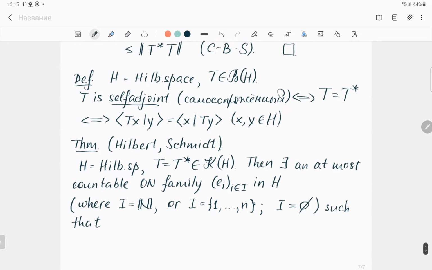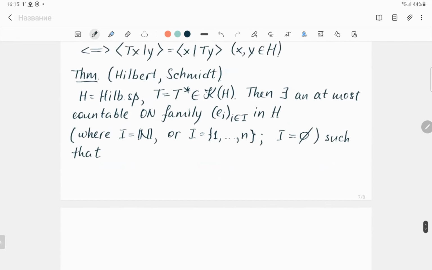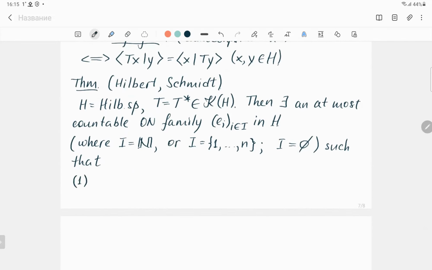So roughly, the result states that T is diagonalizable in a sense. So the Hilbert-Schmidt theorem generalizes the well-known result from linear algebra, which states that a self-adjoint operator on a finite dimensional Hilbert space is diagonalizable, in the sense that we can always find an orthonormal basis such that the matrix of our operator is diagonal with respect to this basis. So this is the finite dimensional result, and the Hilbert-Schmidt theorem is a natural infinite dimensional generalization.